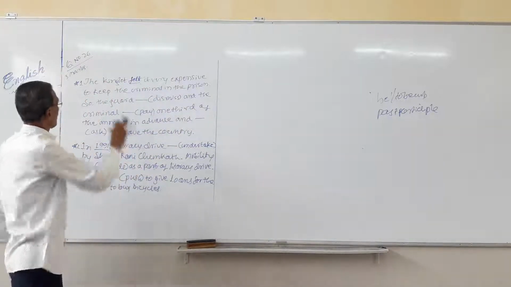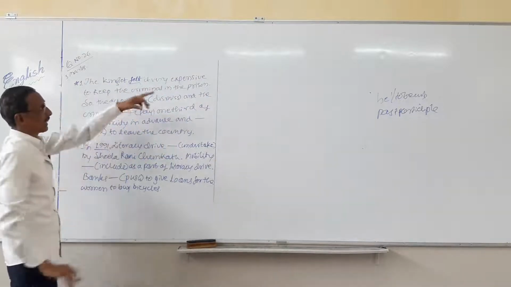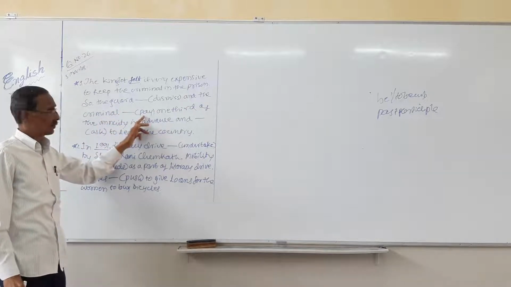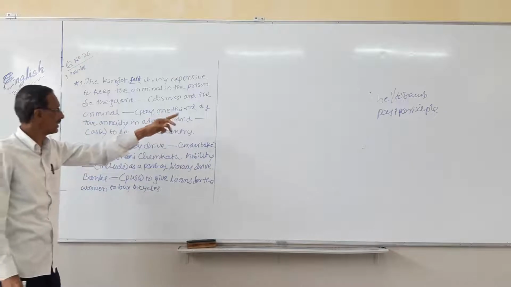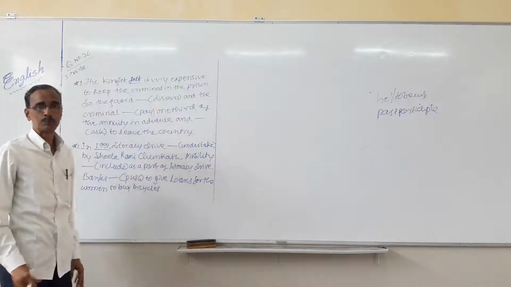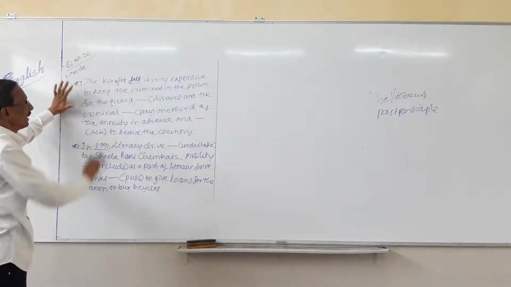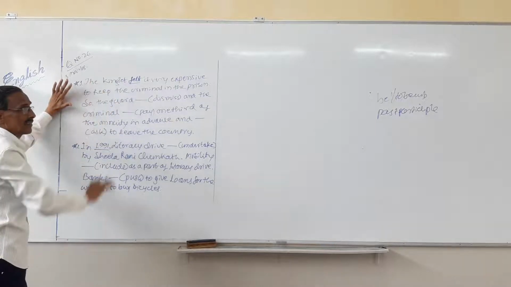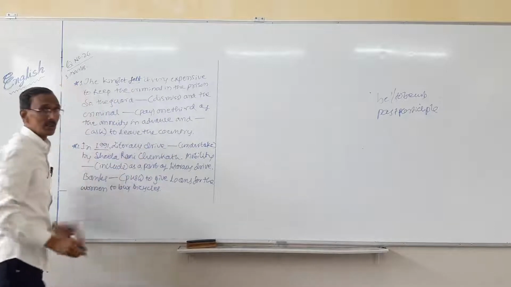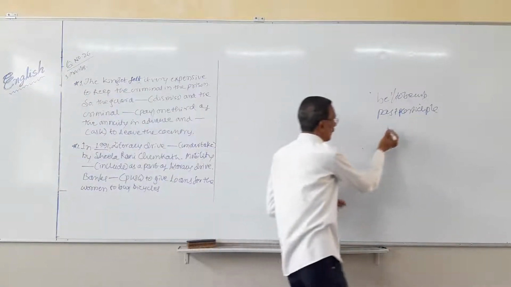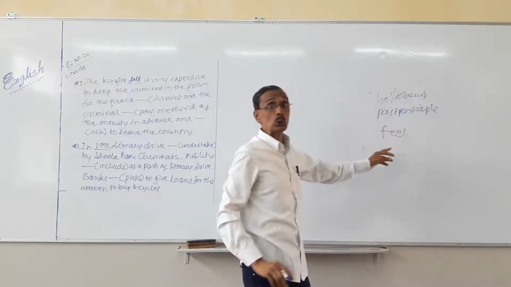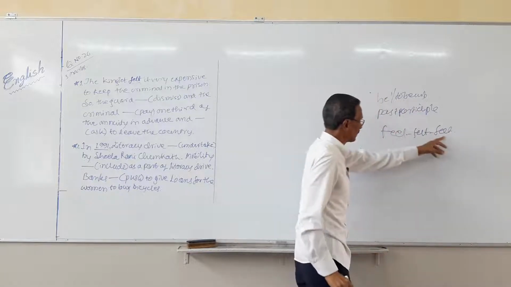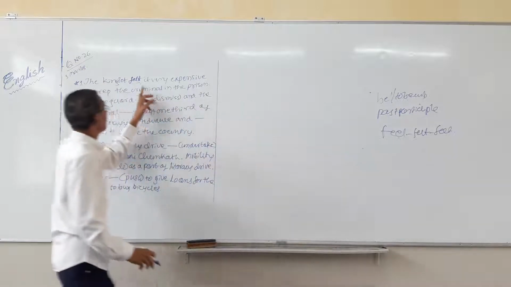For example, this one. The kinglet felt it very expensive to keep the criminal in the prison. So the guard dismissed and the criminal paid 1/3 of annuity in advance and asked to leave the country. In these sentences, where can you find the tense of the verb or the tense of the sentence? For example, this felt is in past tense because we have feel. The main root verb of this verb is feel. This is felt and felt. This is past participle and this is past tense. So this felt is in past tense.